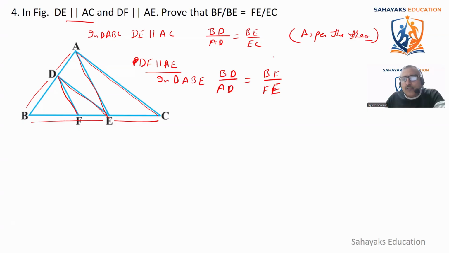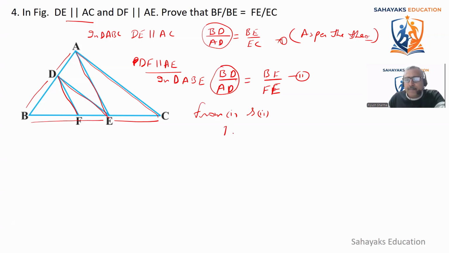Now, we know this is equation 1 and this is equation 2. Okay, this is also by the theorem that if a line is parallel, then it divides the other two sides of the triangle in the same ratio. Now, from 1 and 2, this is BD by AD and this is also BD by AD. So BD by AD is equal to BE by EC, and BD by AD is equal to BF by FE. So we can say that BE divided by EC should be equal to BF divided by FE.